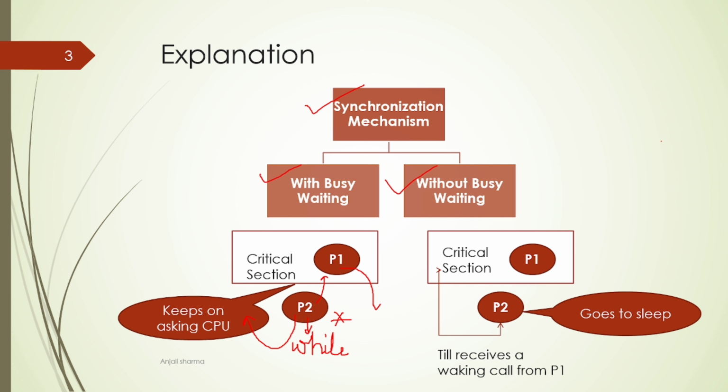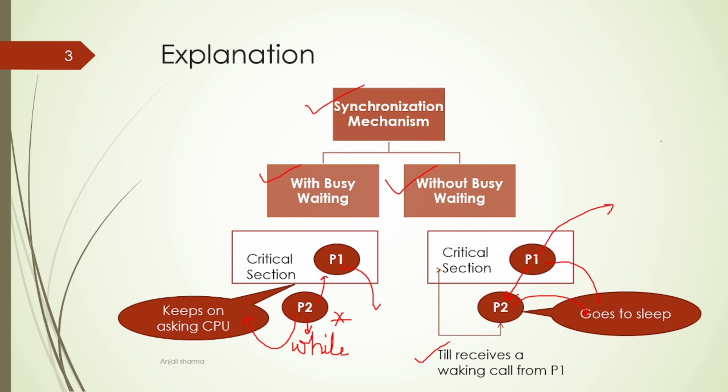So P2 will be residing in the waiting queue, and as soon as P1 gets out of its critical section, it will be notifying P2 that you can enter your critical section. P2 will reside in its waiting queue until it gets a waking call from process P1. So this is a CPU friendly approach which we should follow.